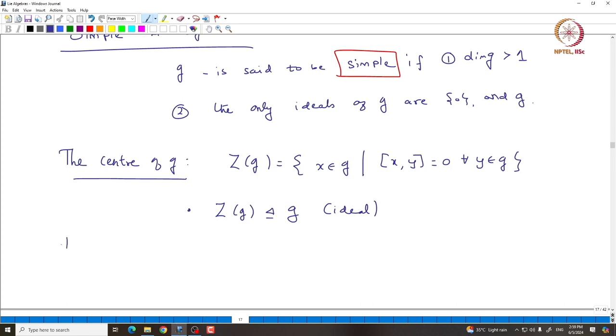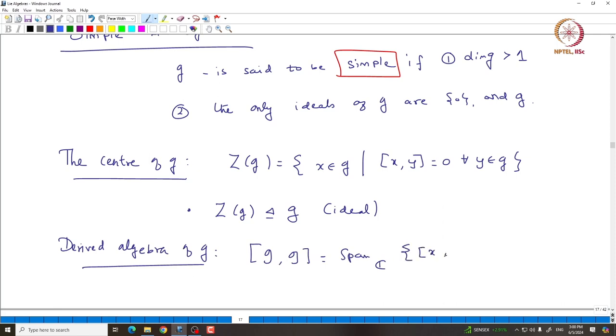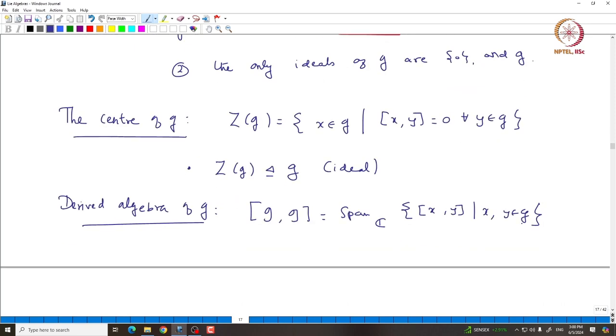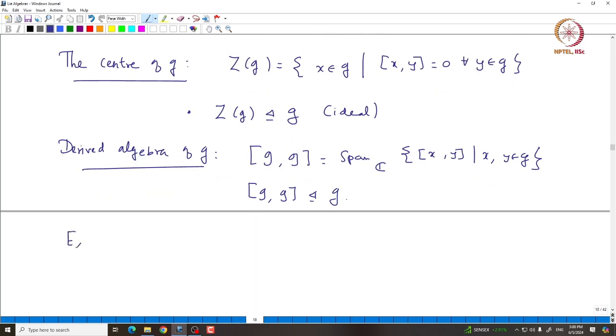Now we also have what is called the derived subalgebra, or derived algebra, of G. The derived algebra is defined to be the span of all brackets xy where x and y come from G. This is again a subspace, and it is an ideal inside G. So the bracket GG is an ideal inside G. And it is an easy exercise that if you have a subspace, let us call it I, of G.